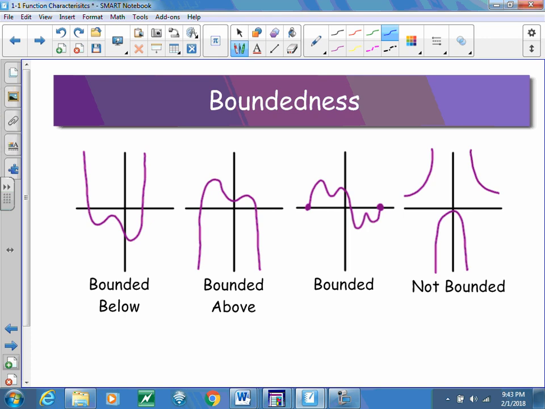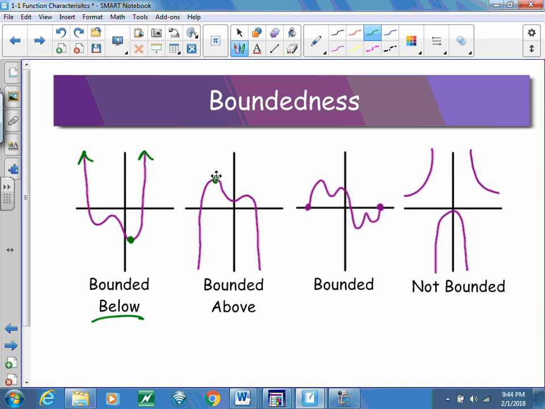Then taking a look at whether a graph is bounded or not. There are a couple of different things we can have here. We can have a function be bounded below, bounded above, bounded both above and below, or not bounded at all. The big thing here is understanding: does your graph have a maximum or a minimum? If it has a minimum, and we'll talk about what I mean by an absolute minimum, then your function is bounded below. That means nothing can go below that point right there. The fact that you have a minimum right here, the lowest point, means it's bounded below. Can't go any further.